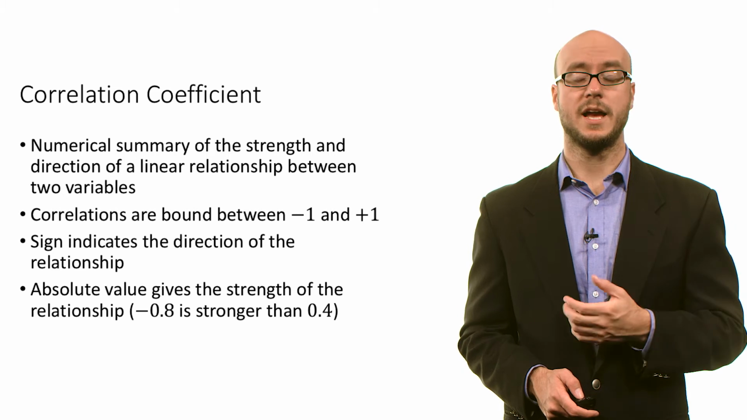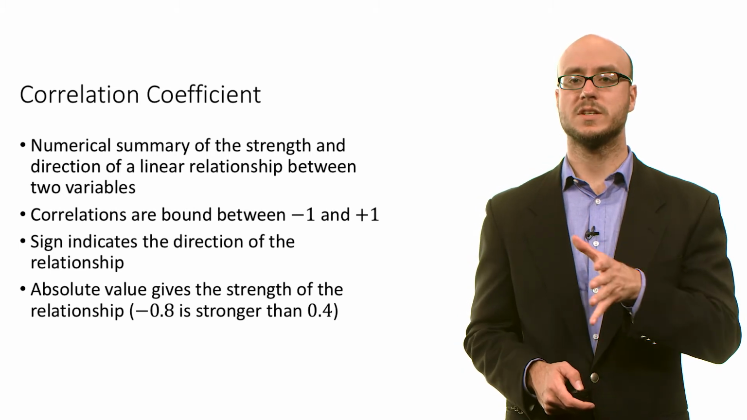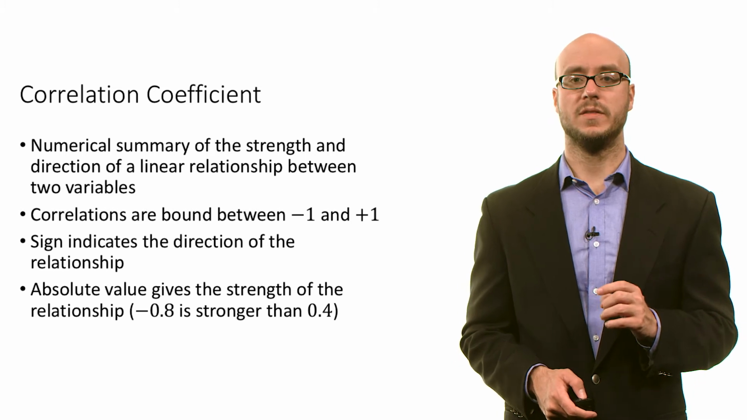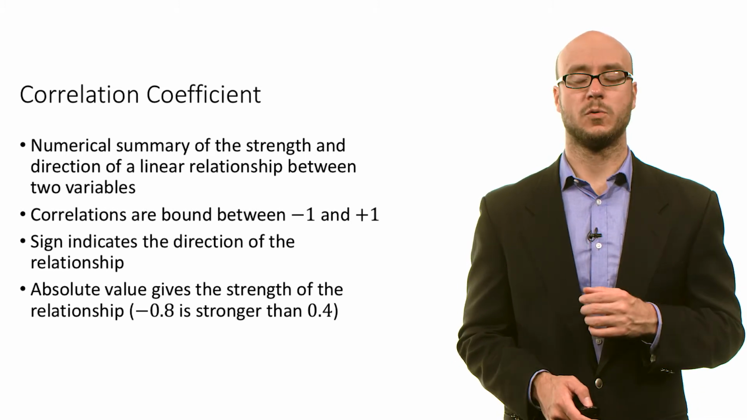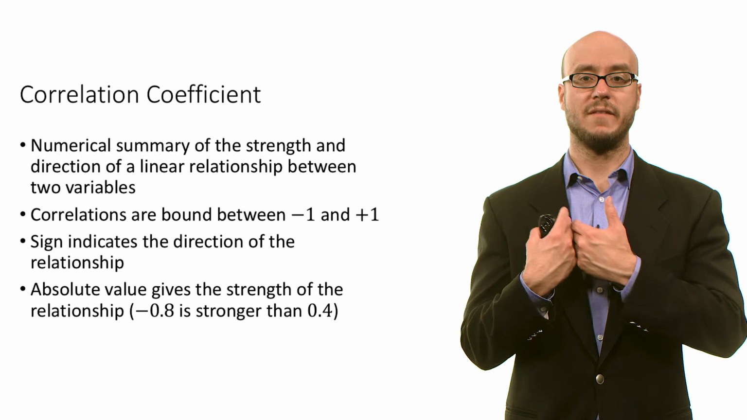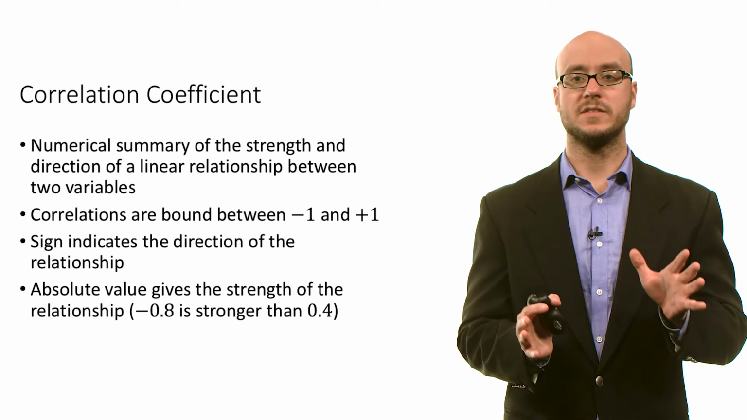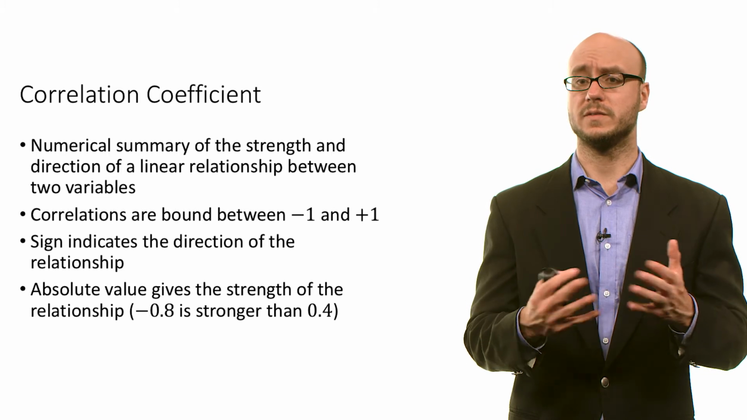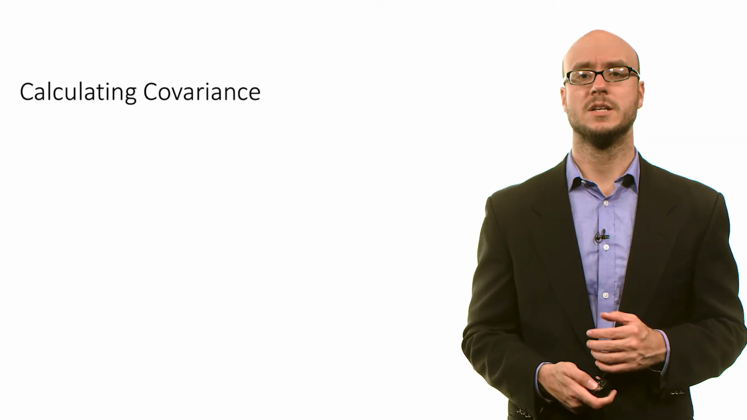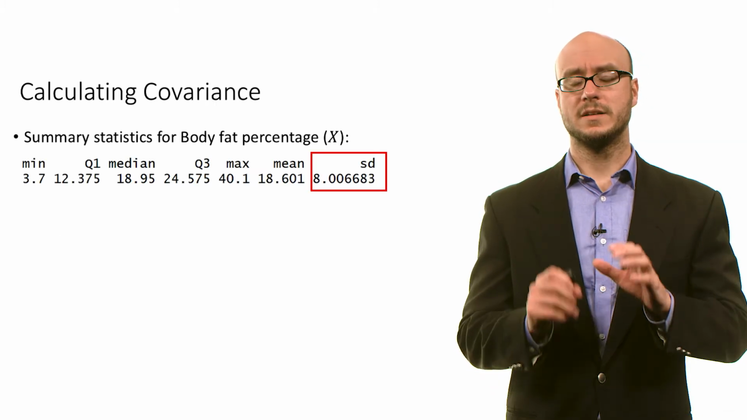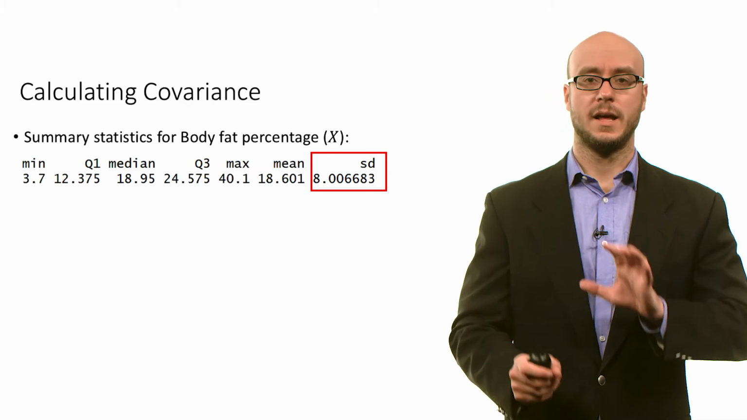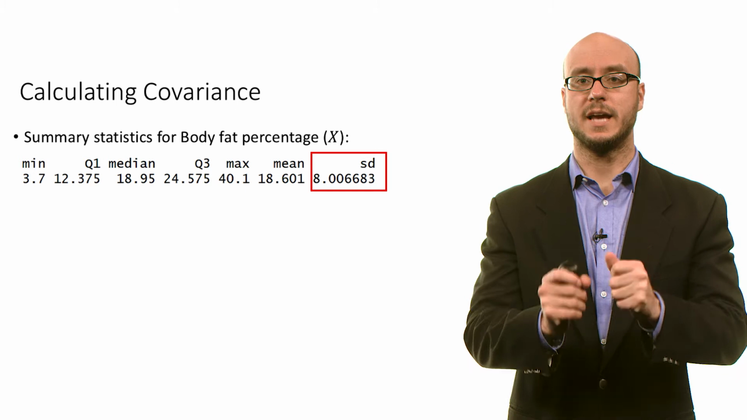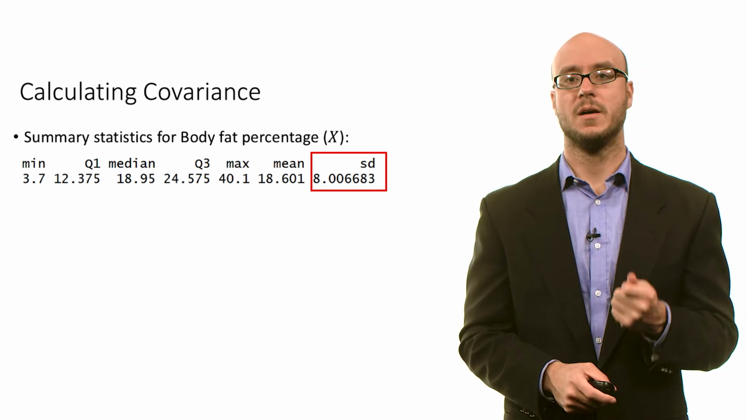it keeps the sign from covariance, but it also gives us the strength of the relationship. You just take the absolute value of the correlation, and we have an idea of the strength. So negative 0.8 is stronger than 0.4 because the absolute value of negative 0.8 is greater than that for 0.4. So we can take a data set, use covariance and the standard deviation of X and standard deviation of Y to calculate correlation. So here we have body fat percentage.